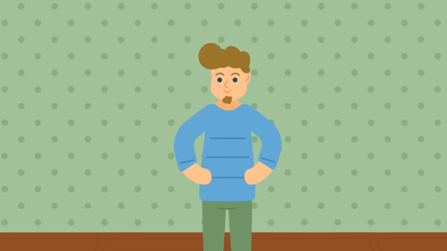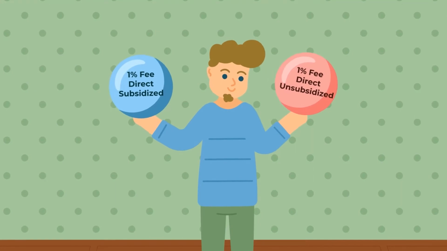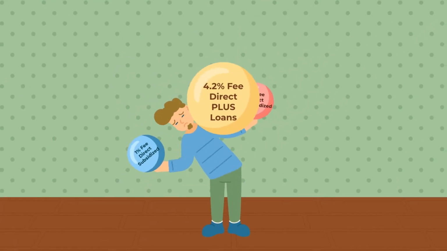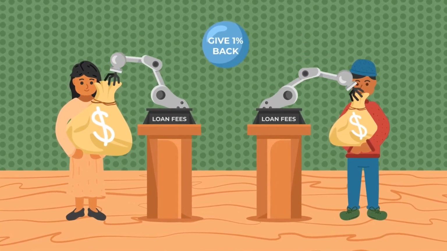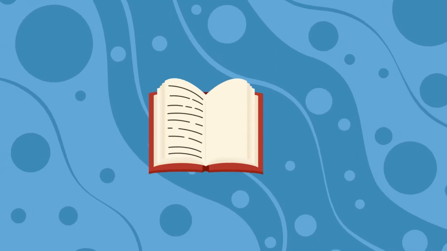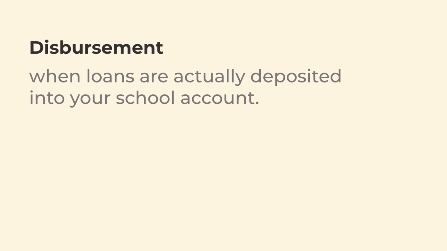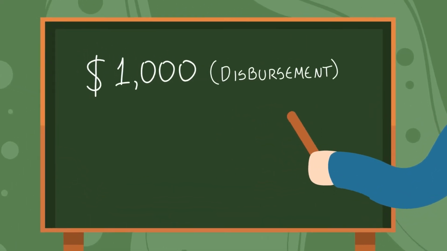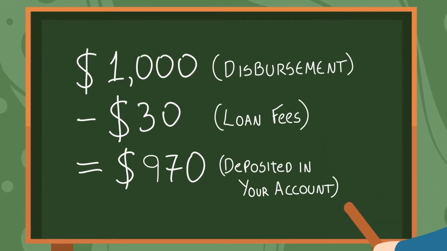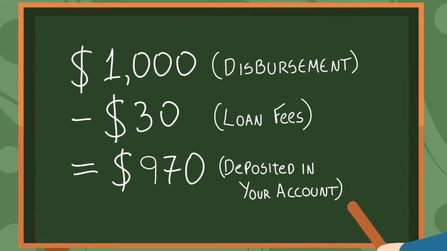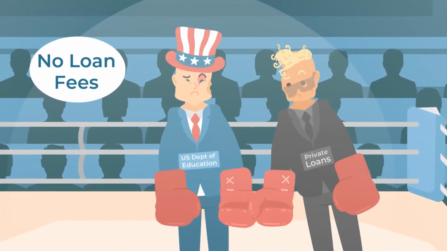Another element of federal loans that surprises some students is the loan fees. As we saw earlier, these fees are about 1% for direct subsidized and direct unsubsidized loans, and a whopping 4.2% for direct plus loans. These fees are taken directly out of your funds each time you receive a disbursement. Disbursement is a financial term for when loans are actually deposited into your school account each semester. If you're expecting a $1,000 disbursement from a federal loan for the fall semester, you'll actually receive something between $950 and $990 due to the loan fee being subtracted. These fees are unique to federal student loans, as private loans rarely have loan fees.